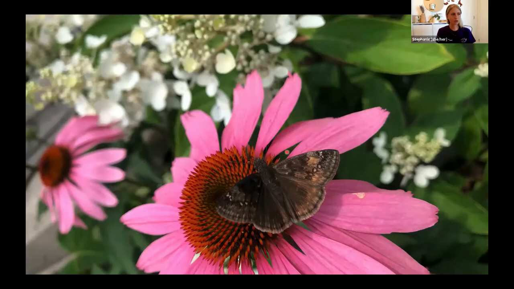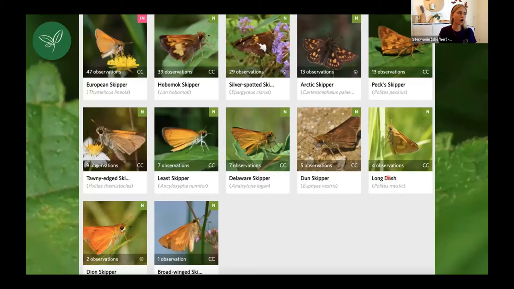Another one that I really love, I don't know why I love this skipper. This is called a wild indigo dusky wing. So not all butterflies that are in the family of skippers have the name skipper, if that makes sense. So let's go back. All of these ones here, these are all in the family of skipper and they have the name skipper on the end of it. This one here is called a wild indigo dusky wing.